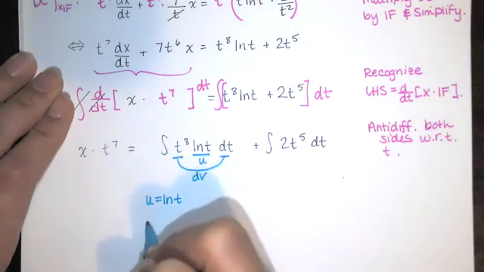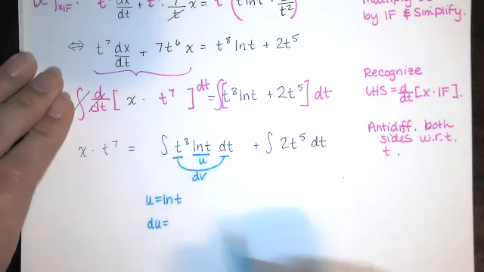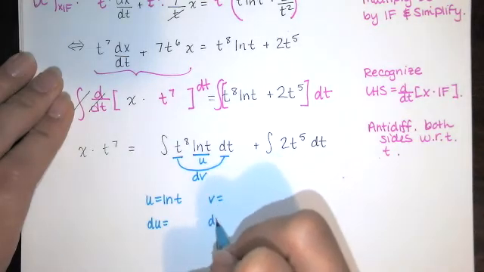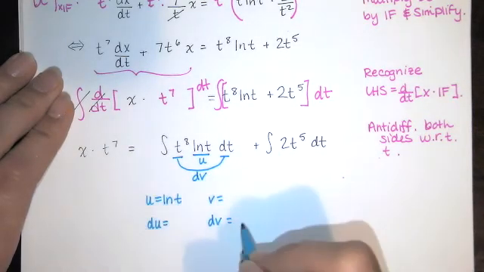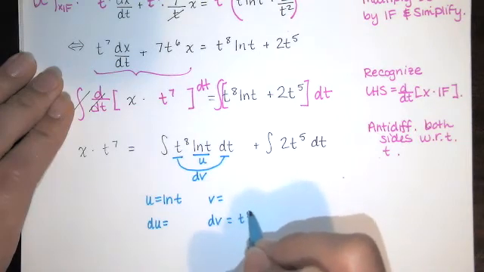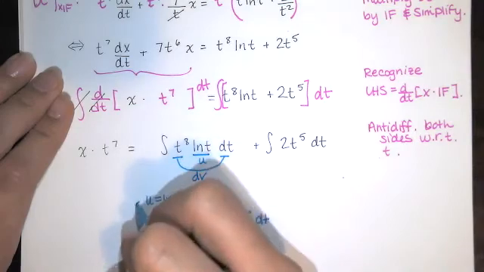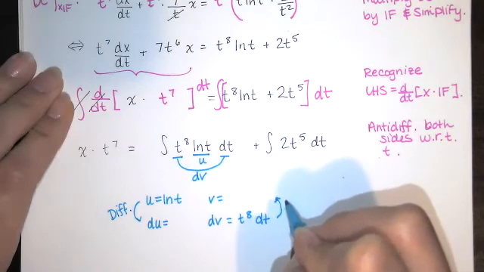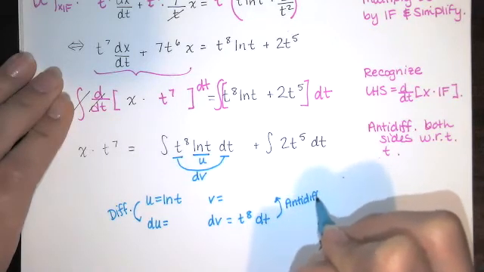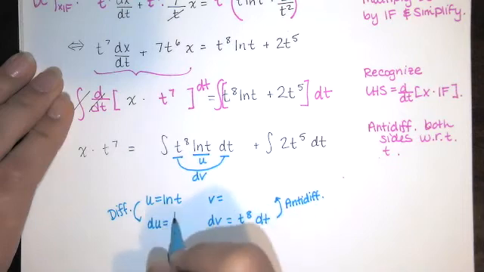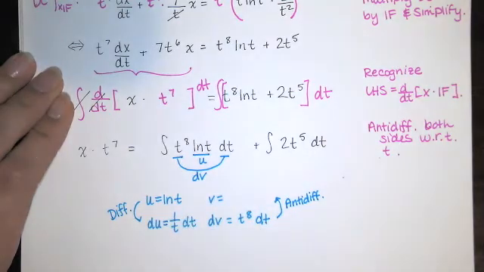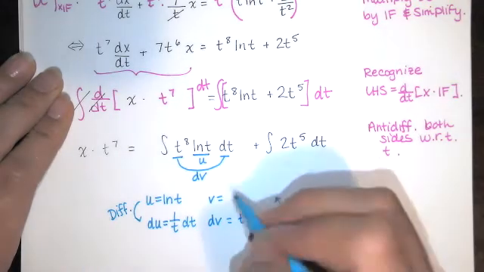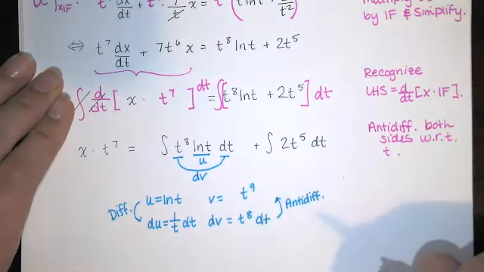So we set up this little table. It's like a little 2x2 table. U goes here, dv goes down here. You want to differentiate u to get du, and anti-differentiate dv to get v back. The derivative of natural log of t is 1 over t. Du is 1 over t times dt. The antiderivative of t to the 8th, just a power rule. Add 1 to the exponent and divide by the new exponent.